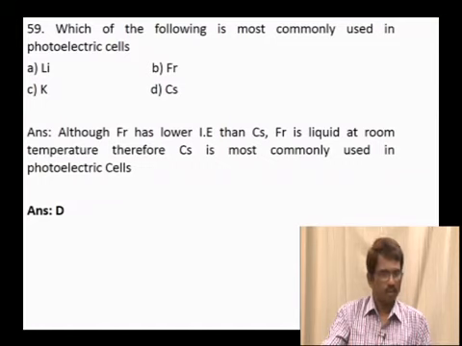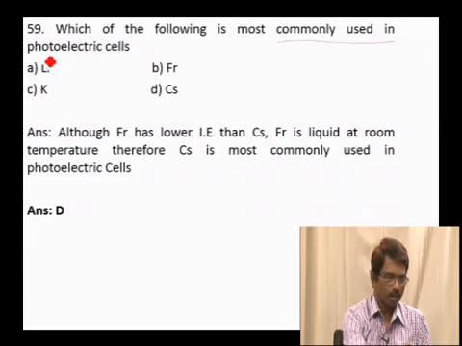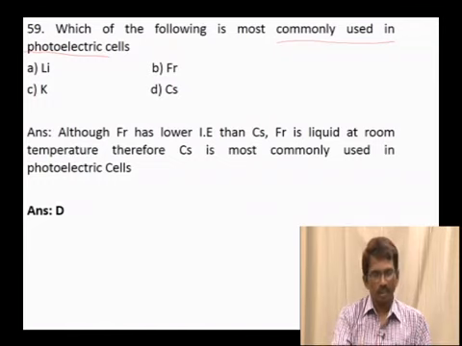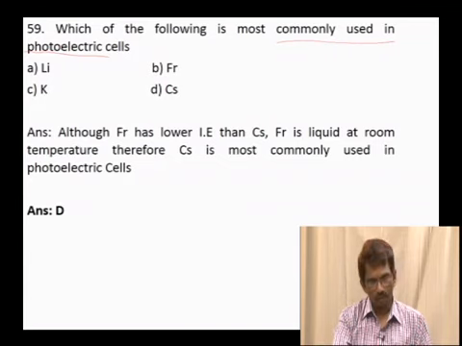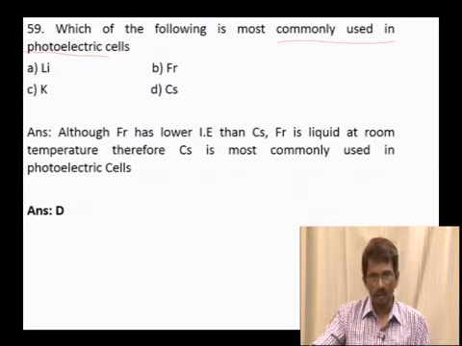Moving on to question number 59. Which of the following is most commonly used in photoelectric cells? The options are lithium, francium, potassium, and then cesium. See, in the alkali metals, when you go down from lithium to cesium or francium, from top to bottom the values of ionization energy decrease because of increase in size.